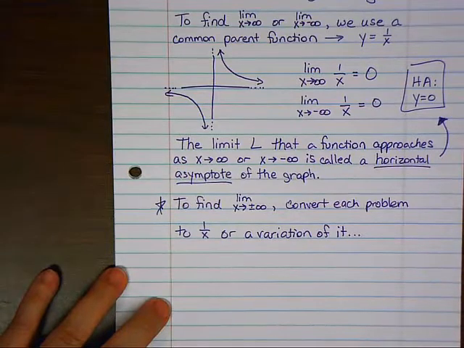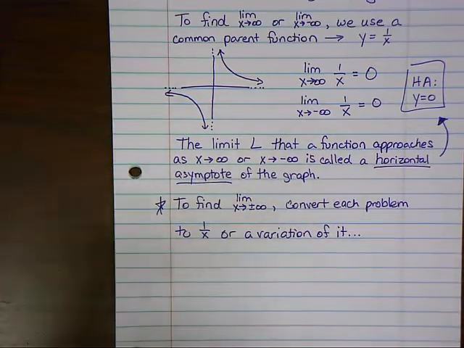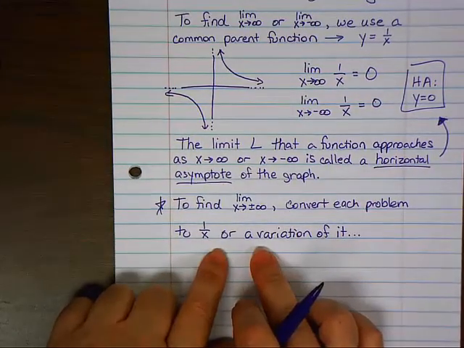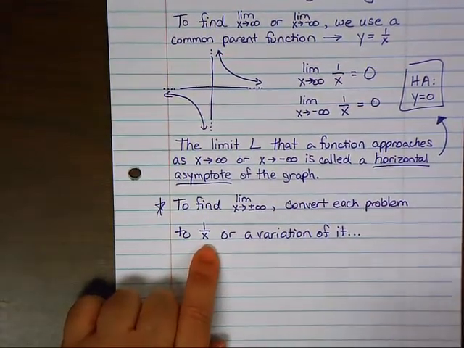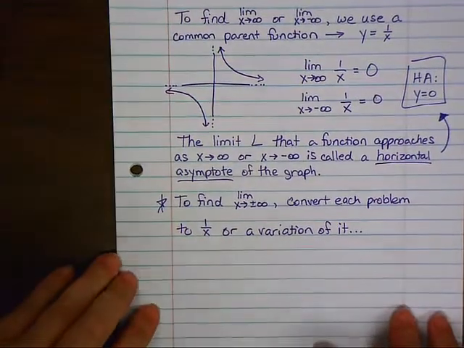Sine of x over x. And that always had a limit of what? 1. Okay? So, whatever problem you were given, you were trying to do some algebra to it to make it turn into sine of x over x. What we're going to do with these is some algebra to make it turn into 1 over x or a variation of that. Now let me talk to you about what the variations are.